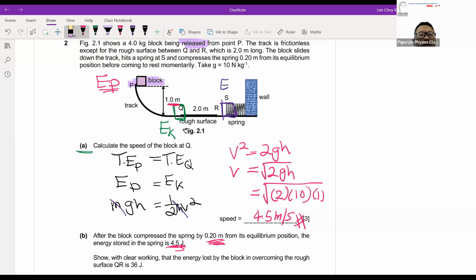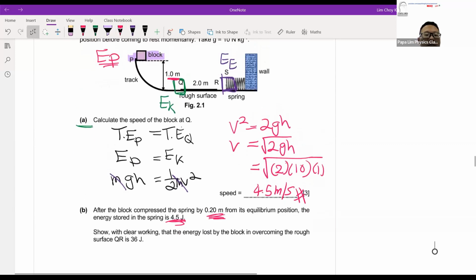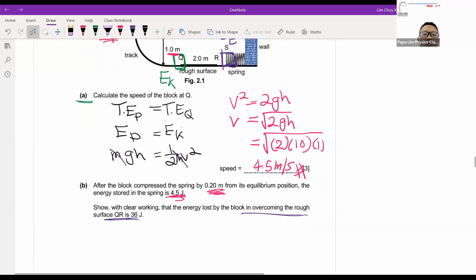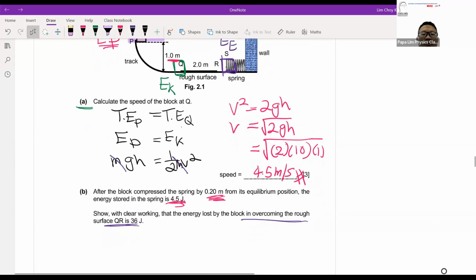So this is elastic energy at the end of the stage here. Now from Q to S, I need the energy to overcome the rough surface, which is QR, 36 joules. So from Q to S, what is the conversion that we are looking at?